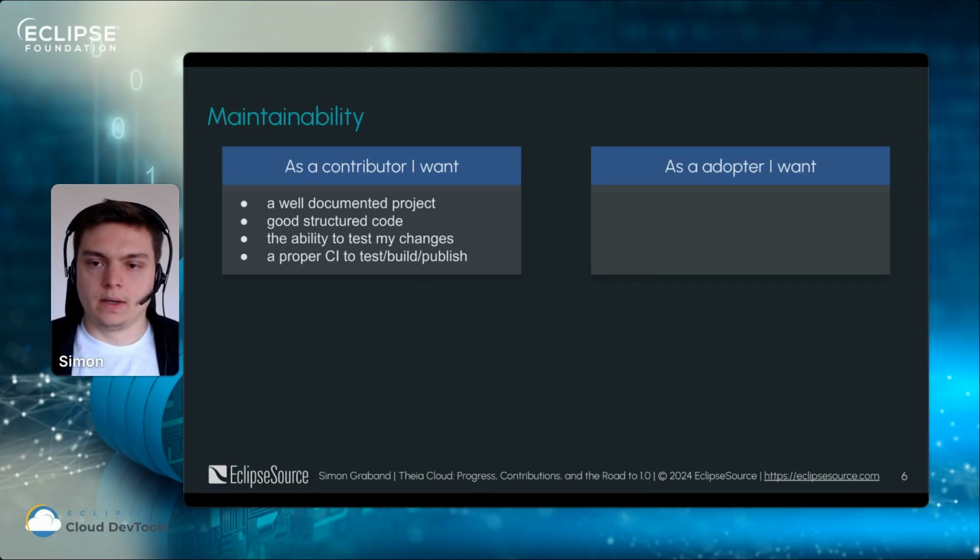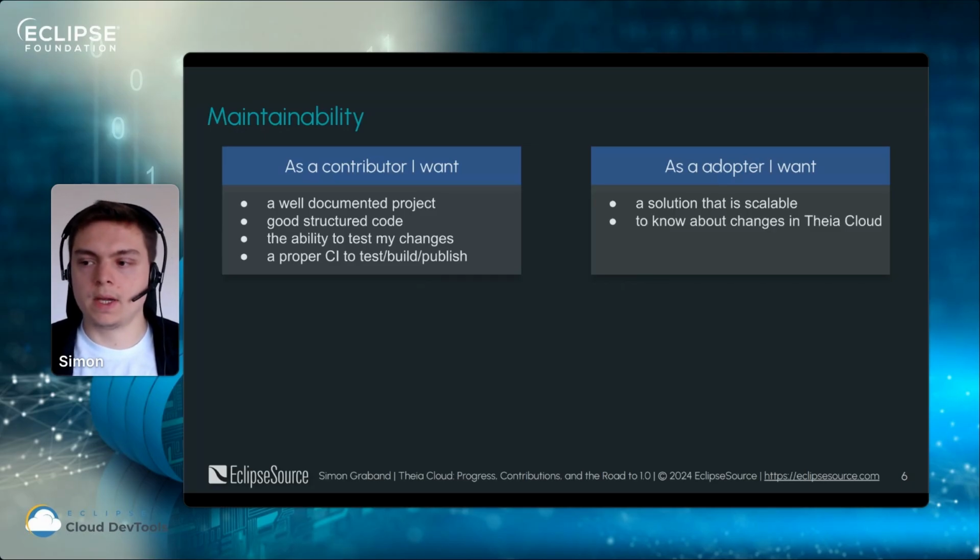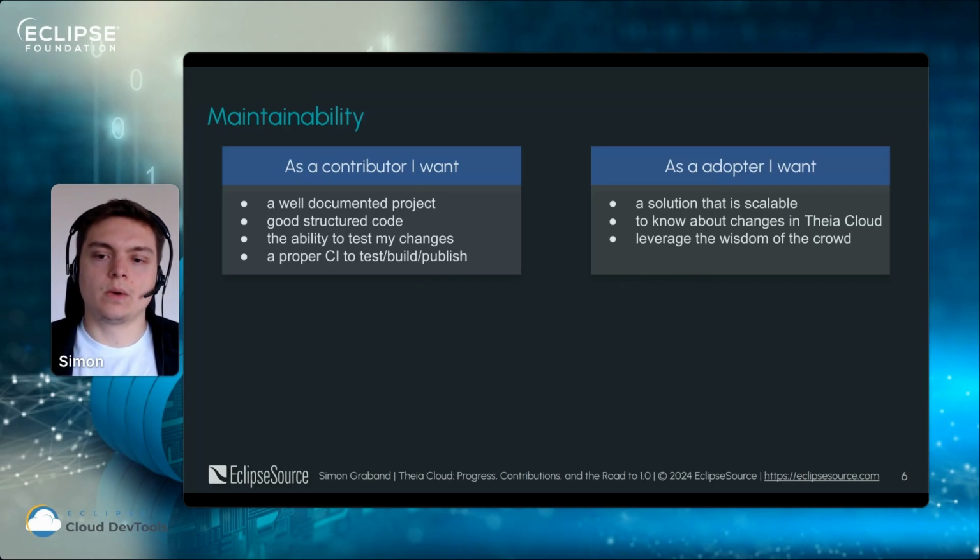And then we can also take a look at it from the perspective of the adopters who want a solution that is scalable. They want to know about changes that happened in Theia Cloud and what they need to do to consume those changes. So are there any breaking changes, for example? Then they want to leverage the wisdom of the crowd. And what we mean by that is that they don't want to spend time fixing issues, especially because this is an open source project that other people have already spent time on fixing.